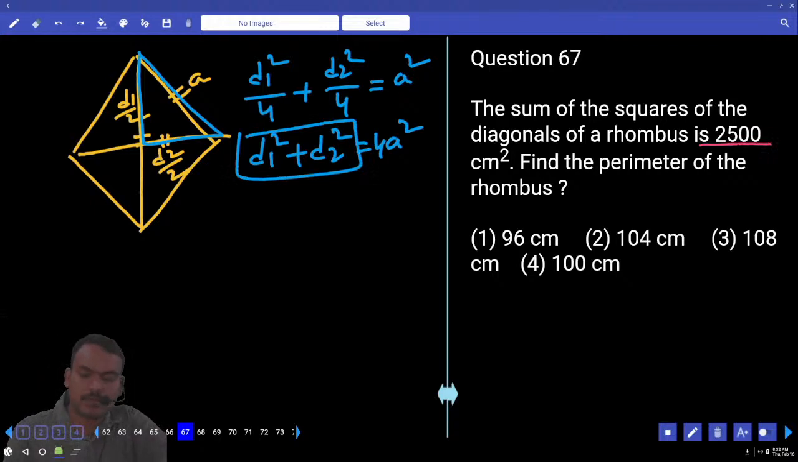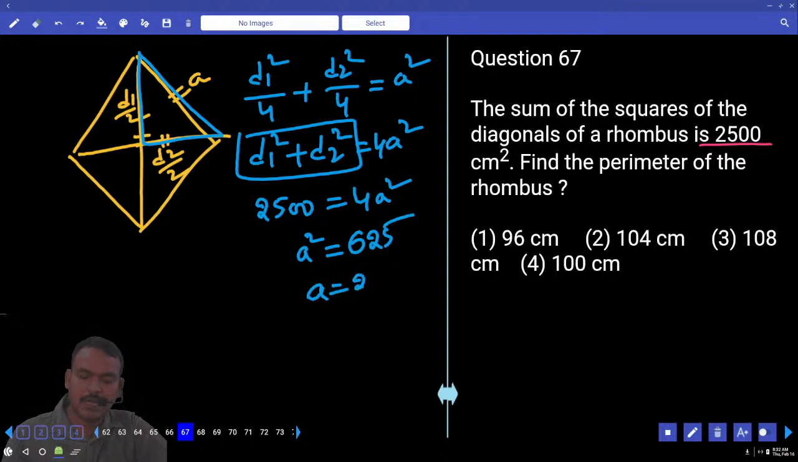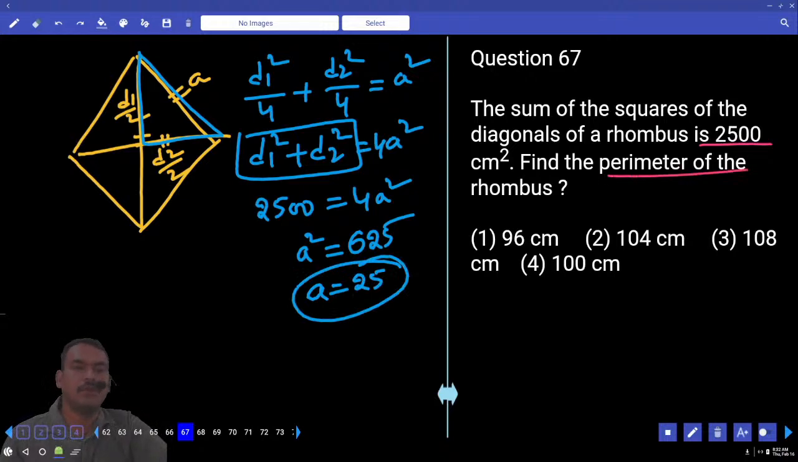2500 is equal to how much? 4a square equals 2500, then a square equals 625. What is the a value? 25. What is the question here? The perimeter of a rhombus. What is the perimeter of a rhombus? The sum of all the sides, right? We require 4a. What is the 4a value? 100.